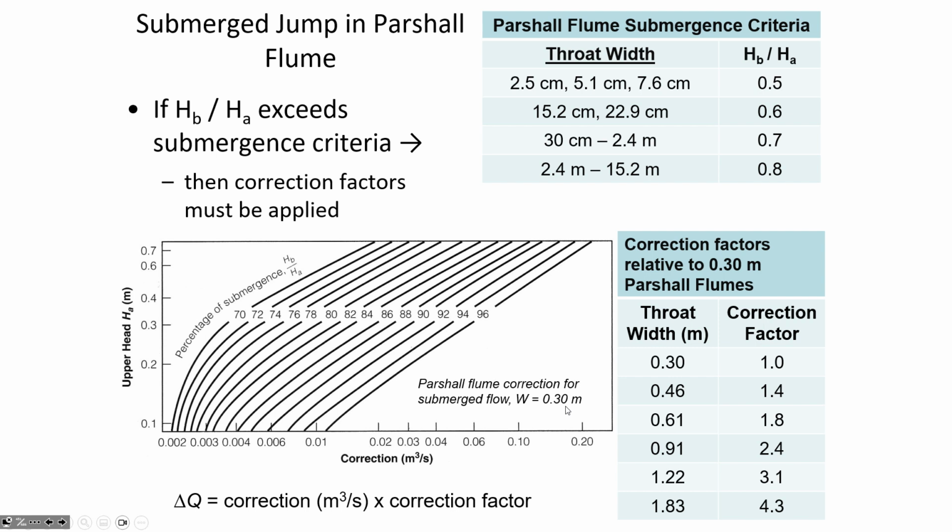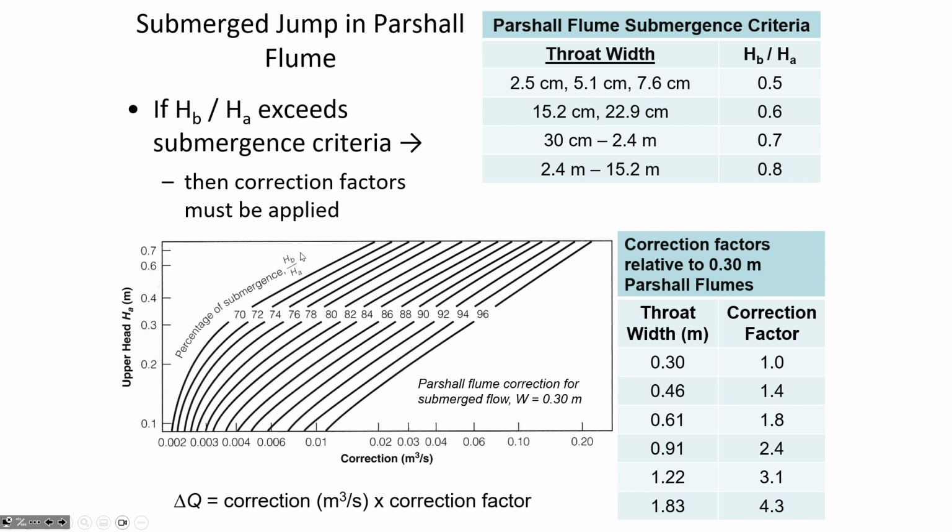Okay, so the correction factor that'll apply for us is 1.8, because we're using this figure which is based on 0.3 meter throat width. If you've got a throat width that's 0.61 meters wide, then it's just 1.8 times as much correction that's going to need to be applied. So 1.8 is the correction factor. Now, for the delta Q, what we do is we look at the percent submergence that we've got.